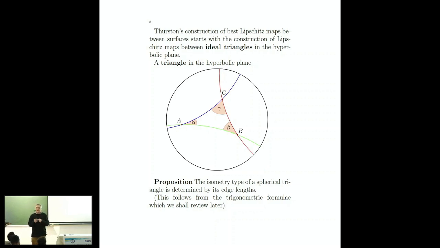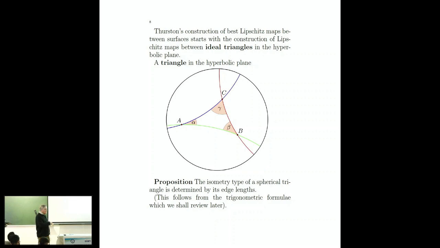So if I give you 3 numbers in Euclidean geometry which satisfy the three triangle inequalities, then you have a Euclidean triangle with these 3 edges, right? And this triangle is unique. This is true also. This is what I'm saying here.